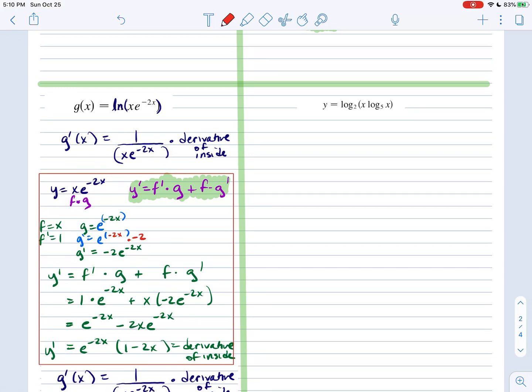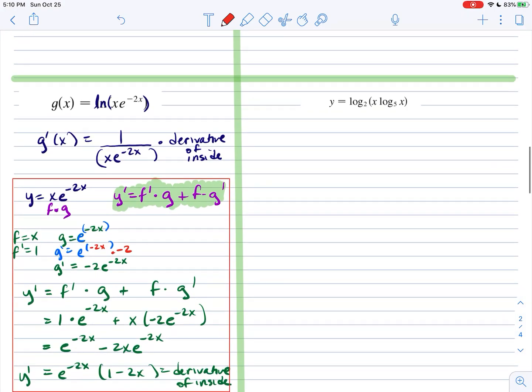All right. How about this one? Log base 2 of x times log base 5 of x. So again, remember that if we've got a y equal to log base a of x, then y prime is going to be 1 over x times the ln of a, right?